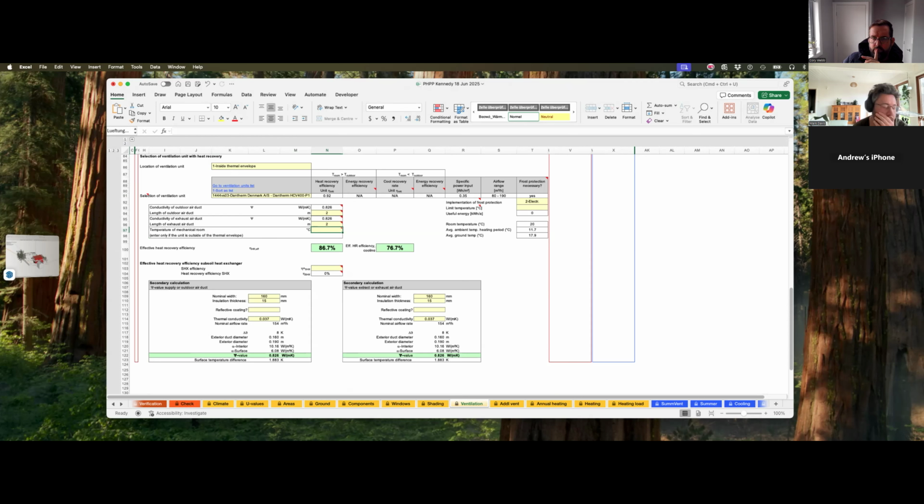It looks like he's got separate ones, I'd say. Okay. So yeah, 2 meters is probably right for one of them.